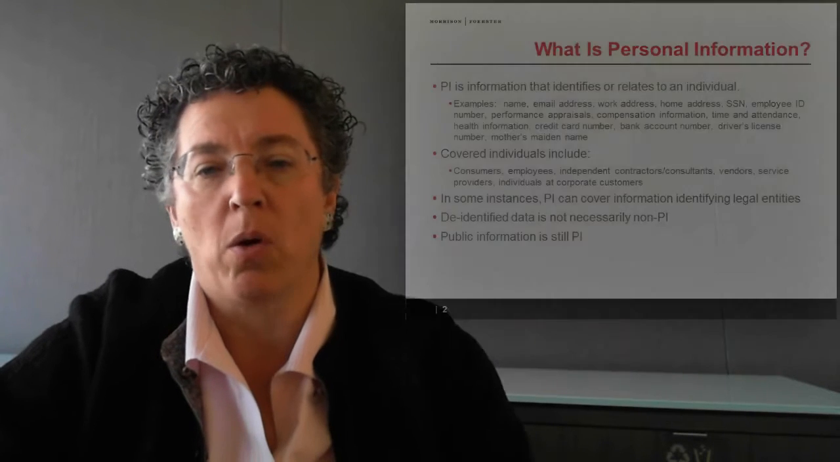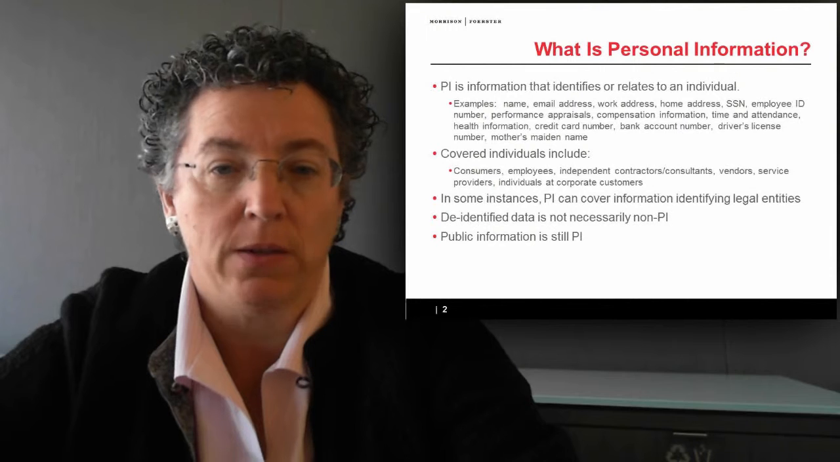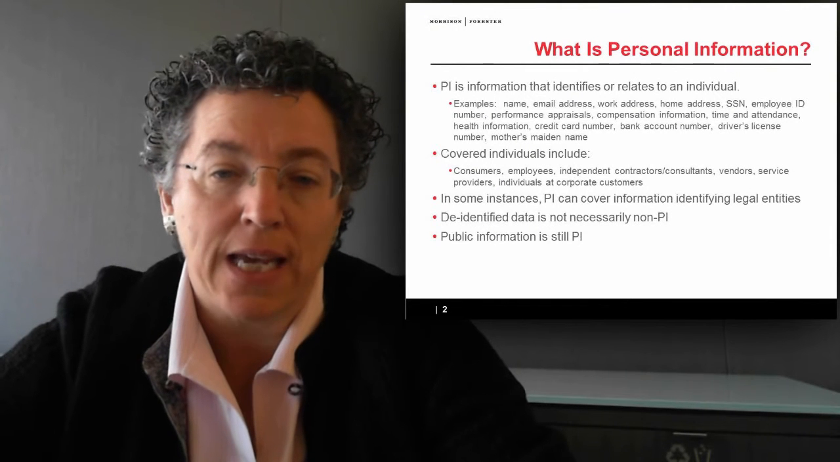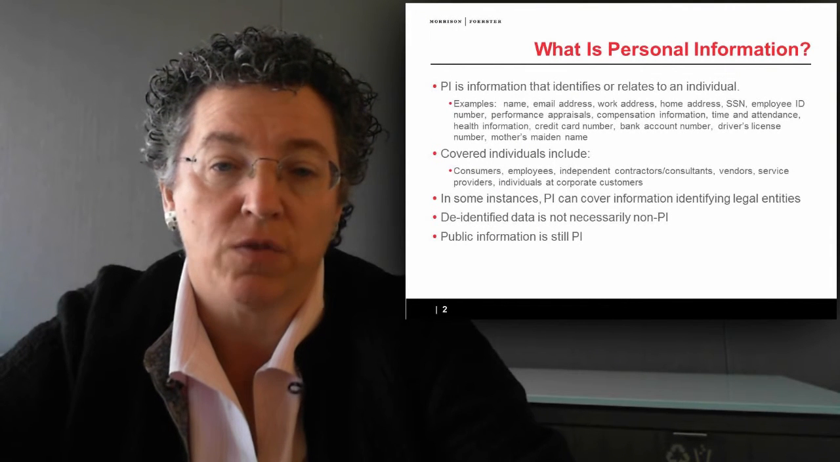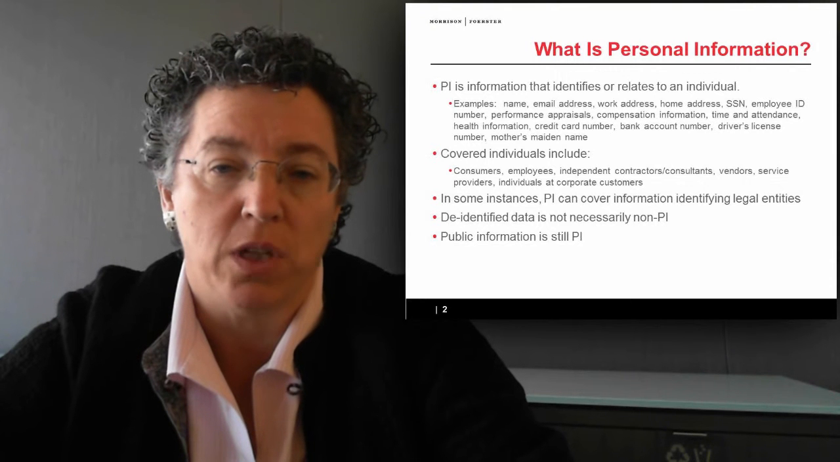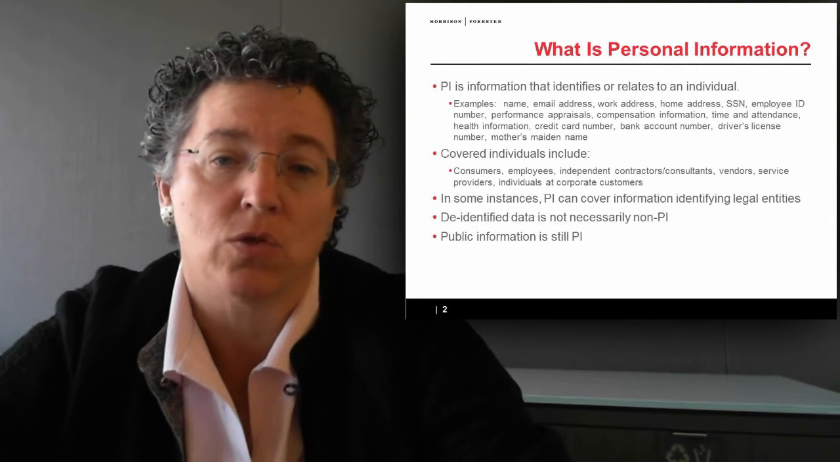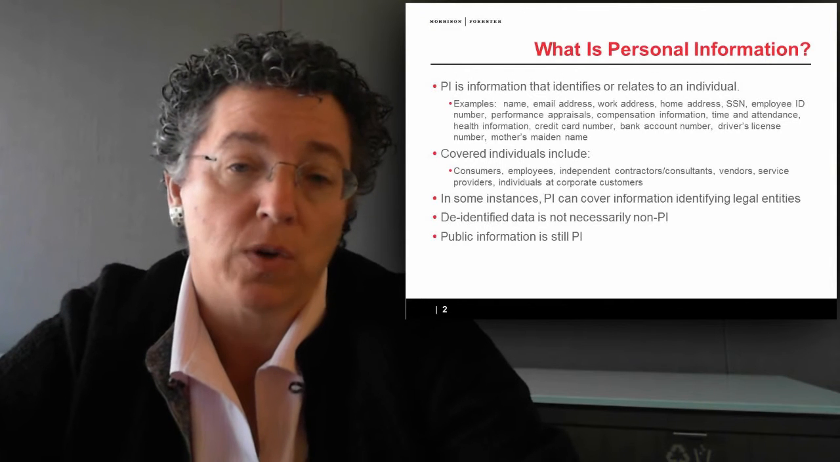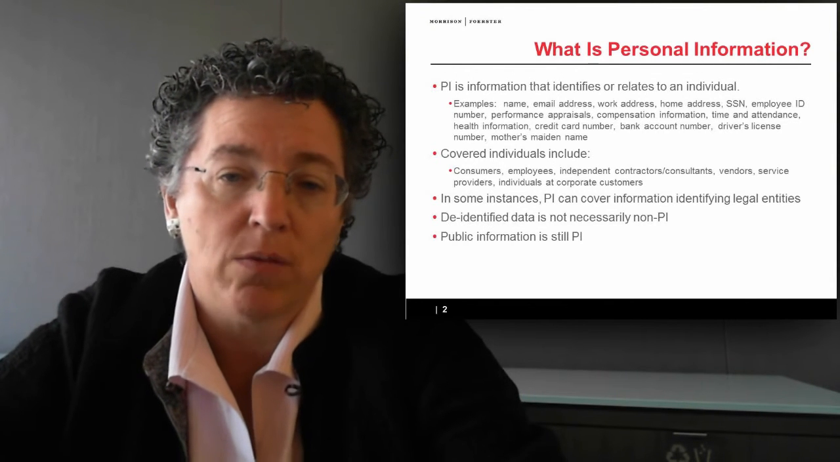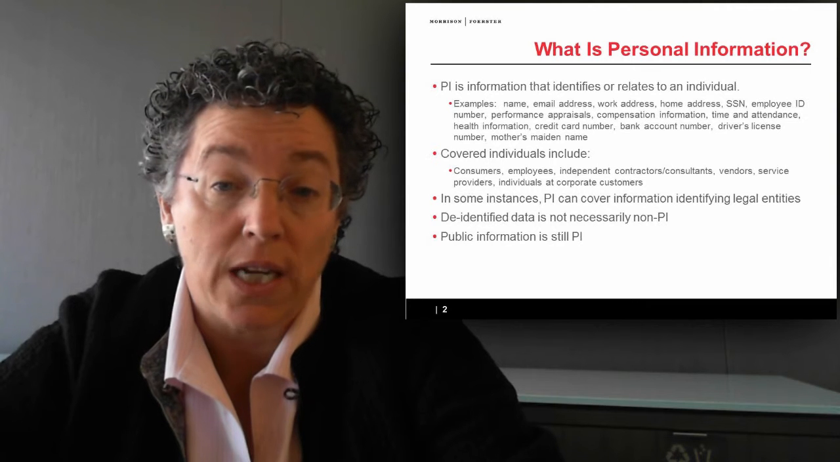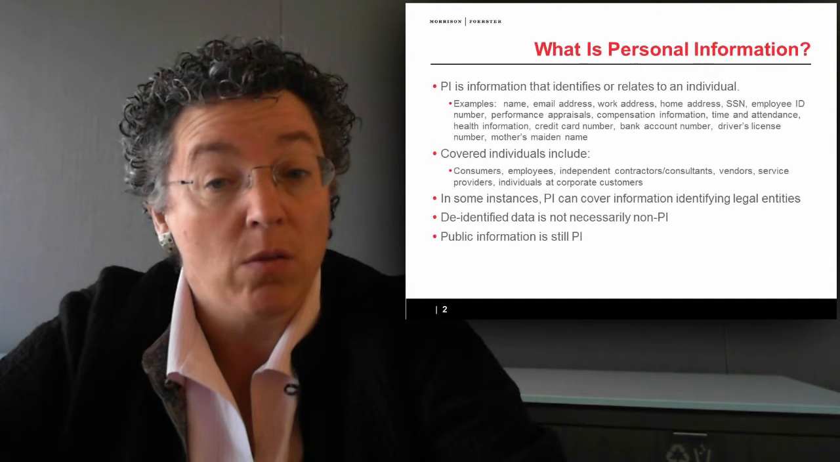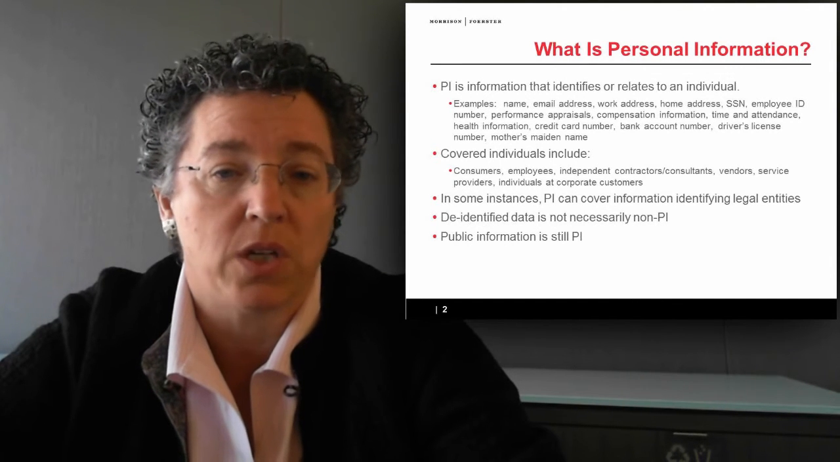Today we're going to talk about basics of global privacy and data security. So the first thing you need to think about is, what is personal information? Personal information is any information that identifies an individual or relates to an identifiable individual. It's really anything. It's your name, your email address, your social security number, your address, your credit card number. Any information that identifies an individual or relates to an identifiable individual is the information that's covered by the global data protection laws around the world.